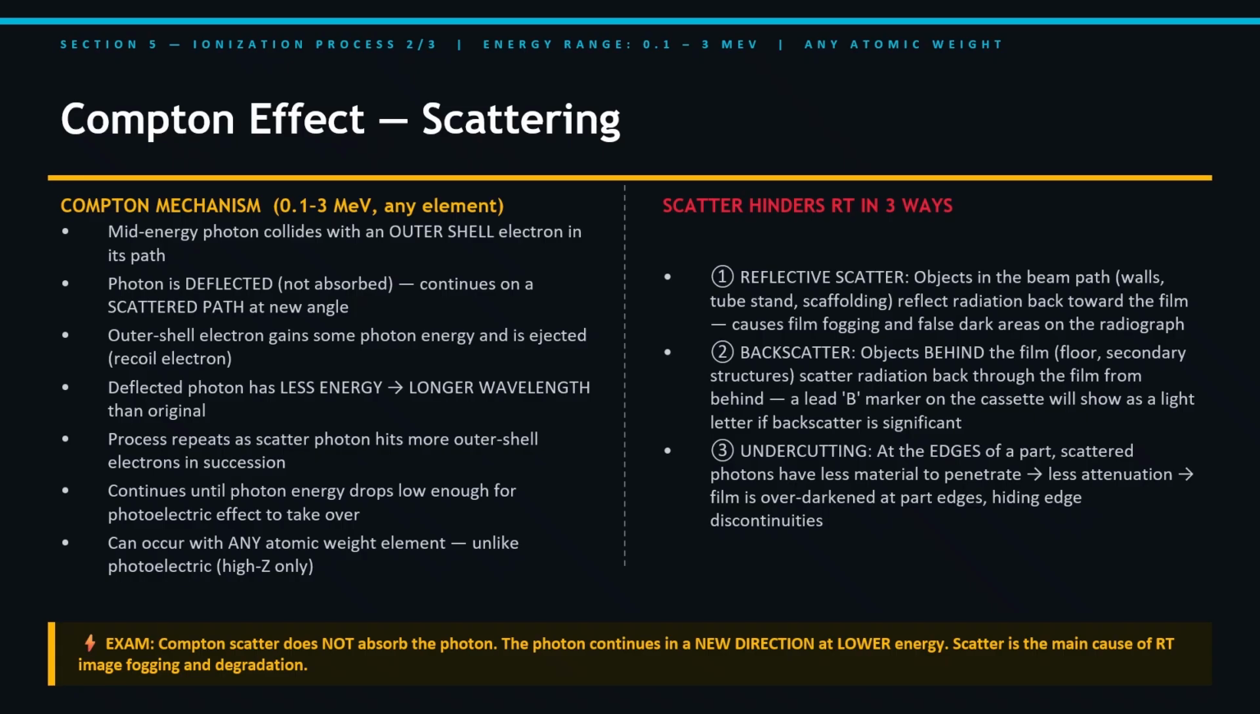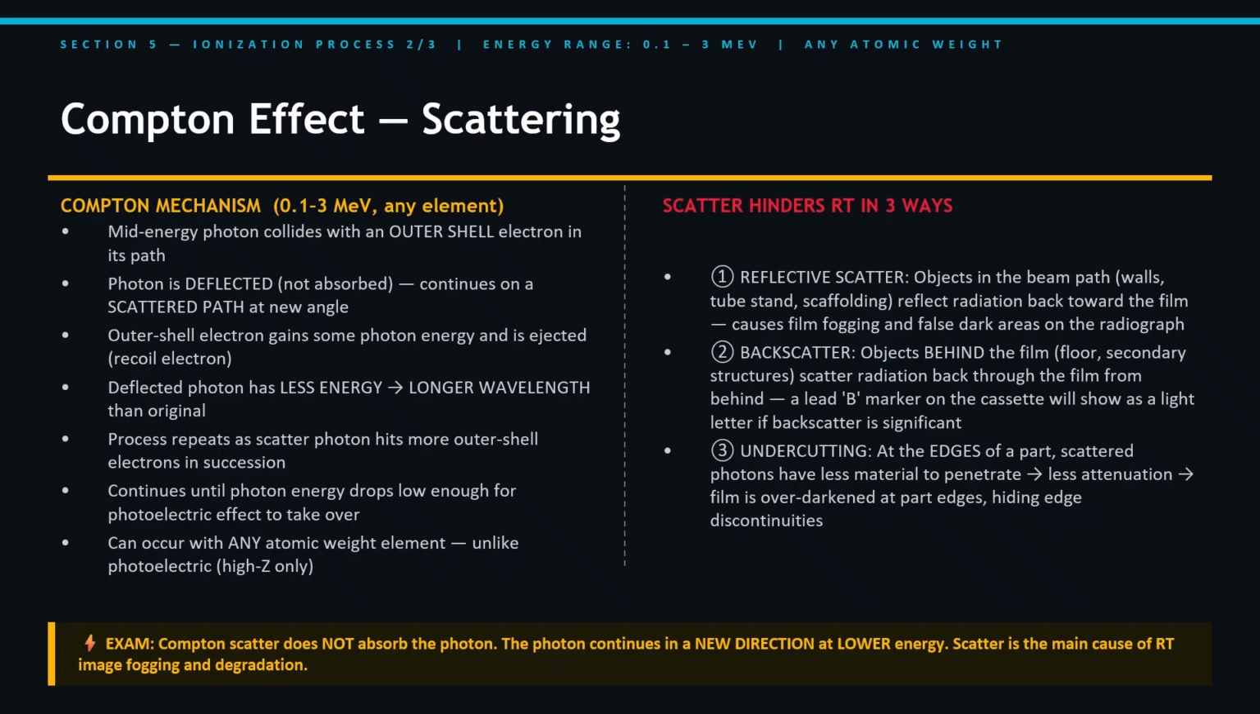This is a major concern in radiography because scatter can reach the image receptor from directions other than the intended primary beam. The result is loss of image quality and unwanted image fog. The slide identifies three practical manifestations of scatter that radiographers need to recognize: reflective scatter, backscatter, and edge-related effects. This is why good radiographic technique includes controlling the radiation field and considering the surroundings of the exposure.